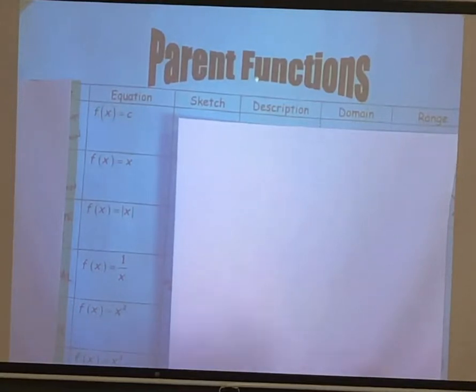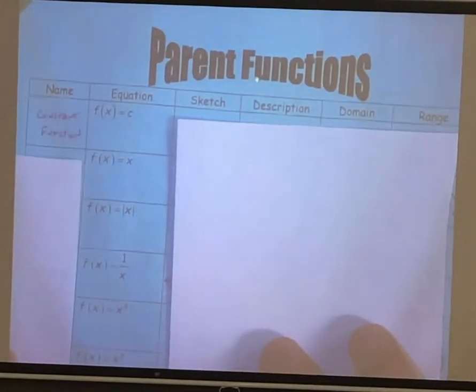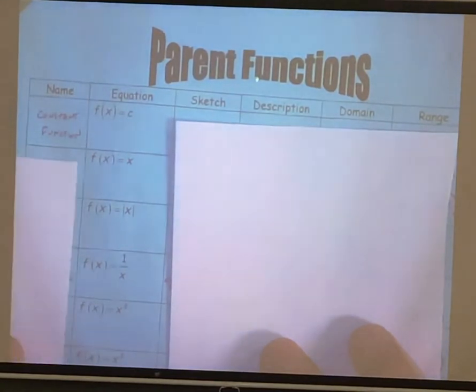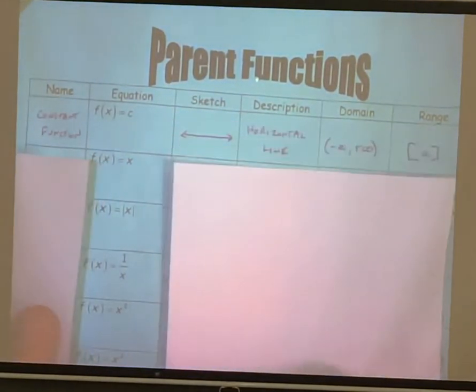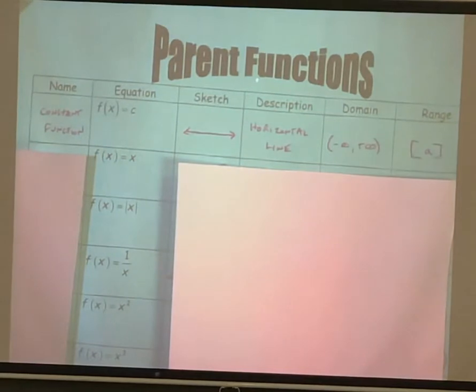A few of these. The first one is our constant function. We know that our constant function makes a horizontal line. And if we're listing the domain and the range, the domain is going to be from negative infinity to positive infinity. The range is actually going to be whatever the constant value is. So if it's f of x equals 2, then 2 would be the range.